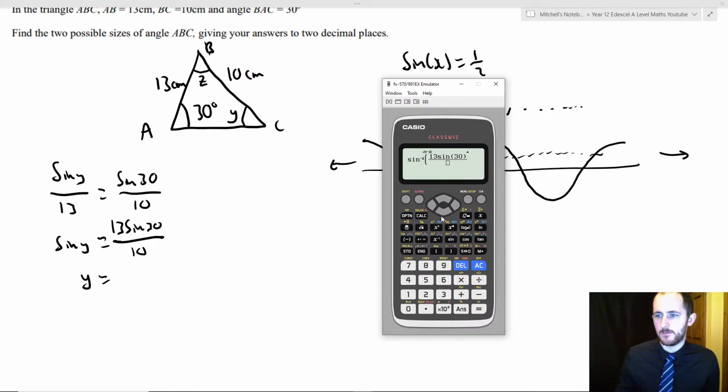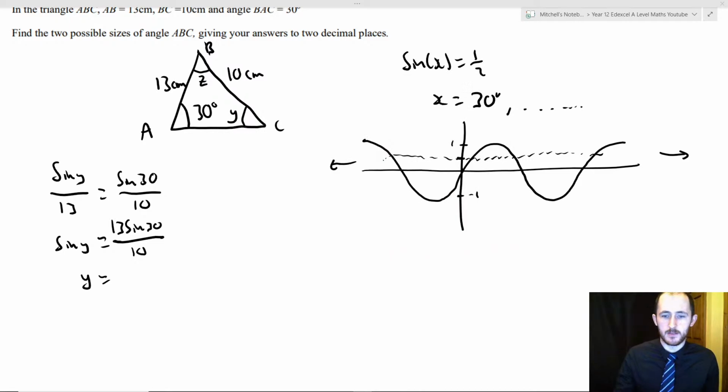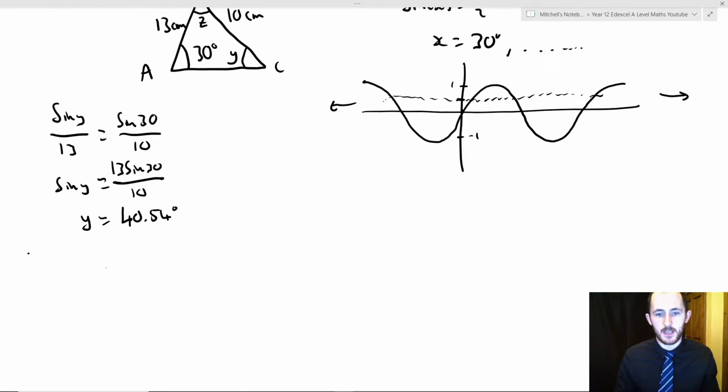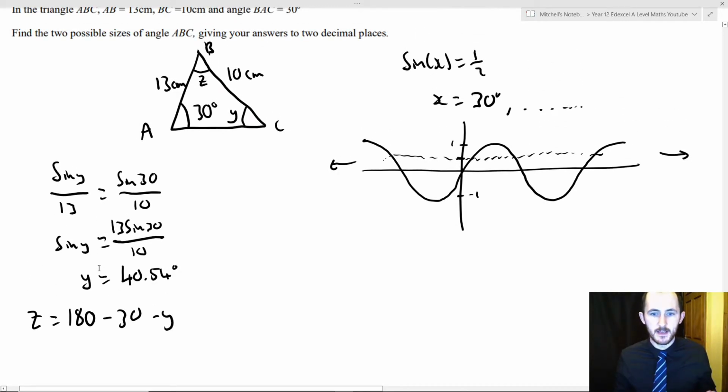Now, when I get this value of y, 40.5 degrees, let's call it. Actually, let's do it to two decimal places. The way I'm going to work out z, right, because that's what they're asking me for, this angle here, is I'm going to do 180, because all of the angles in the triangle add up to 180, minus 30 minus what y is. Okay? But they're asking me for all of the possible values of z because y has multiple different values.